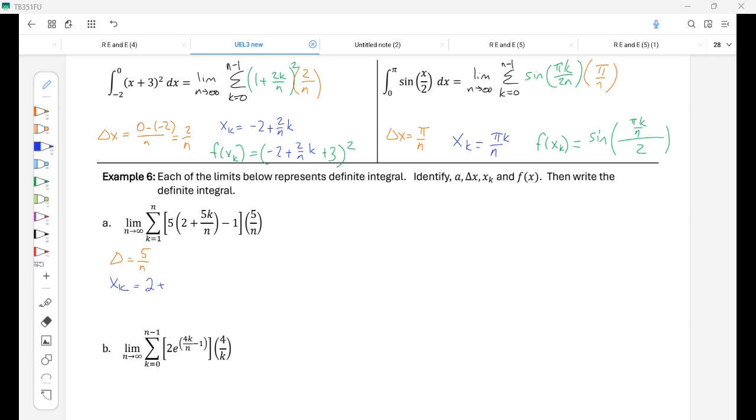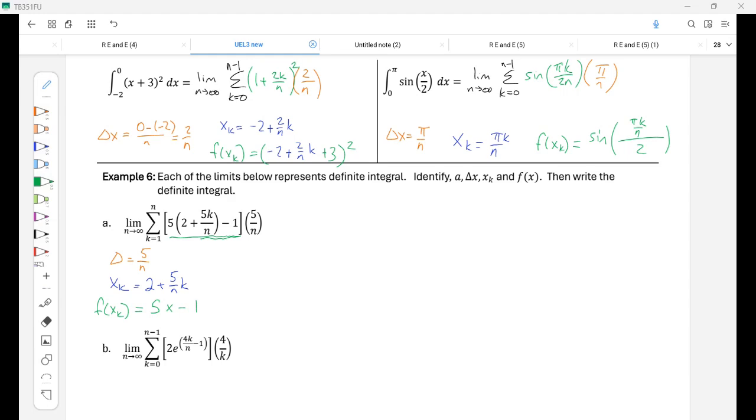Yep, 2 plus 5k over n, 5 over nk. That just highlights that you have your delta x times k there. That's the only reason I wrote it differently. So then the function, which is going to be this whole piece right here, 5x minus 1, you got it. So we're taking the 2 plus 5 over nk and just replacing that with x. And we end up with 5x minus 1.